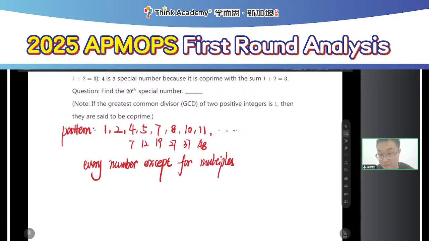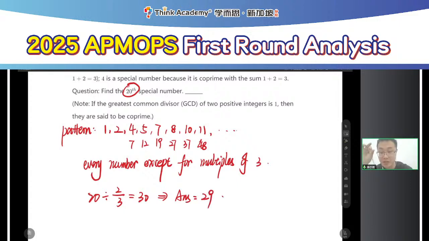Right? They are all special numbers. So now if this pattern is correct, we can easily find out the answer because 20 is a special number. So every three numbers we have a 2. So 20 divided by 2/3 is 30. So now the answer would be 29. Right? Just the number before 30 is 29.